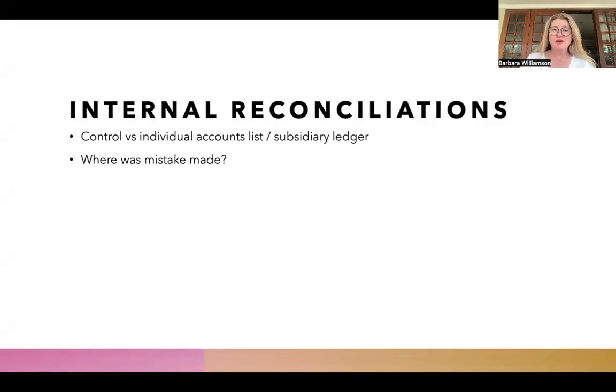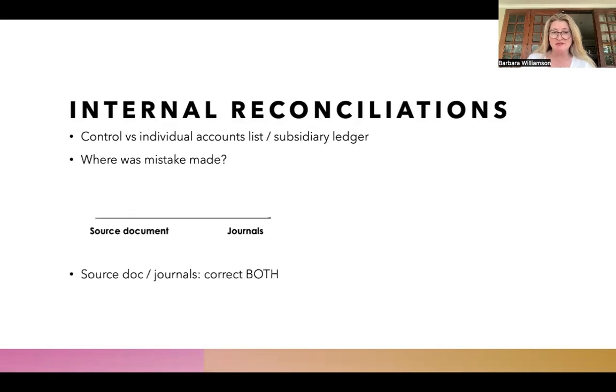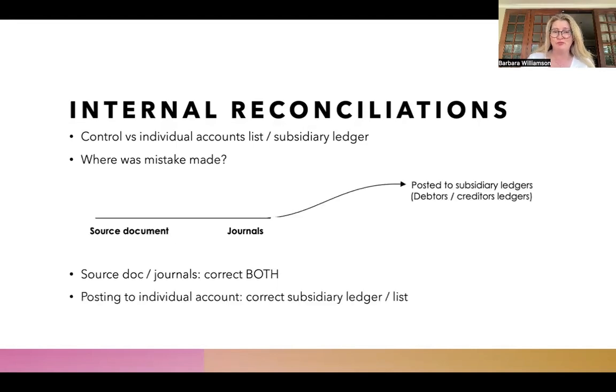The first thing to do when deciding how to fix a mistake is determine where was the mistake actually made. If the mistake happened in the source document or the journals, that means that the mistake would have followed through to both the control account and the subsidiary ledger. And so therefore you would need to fix both.